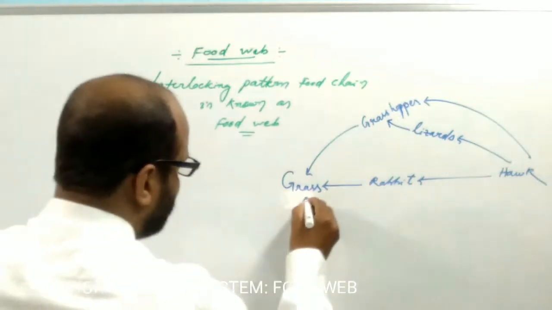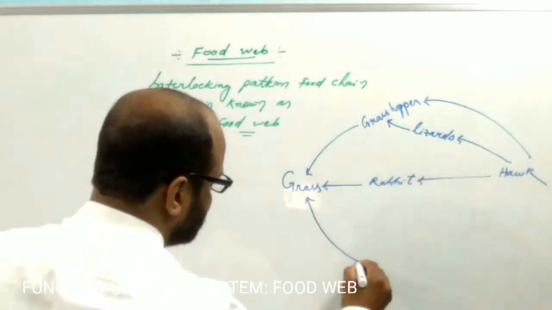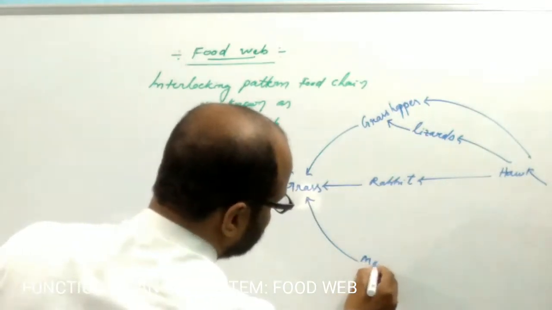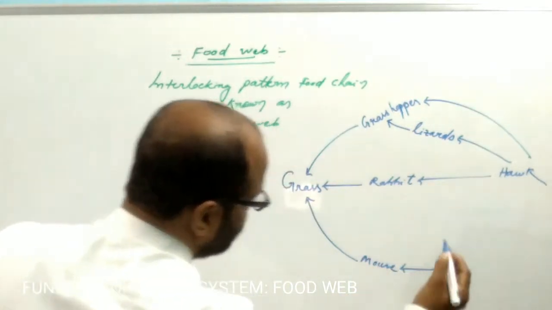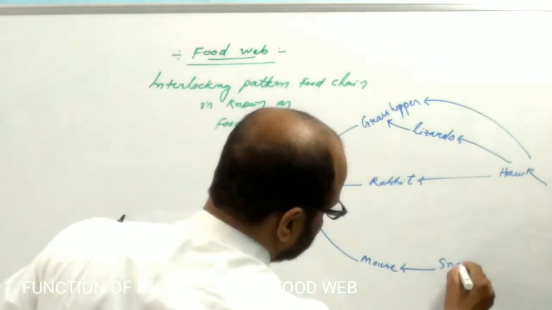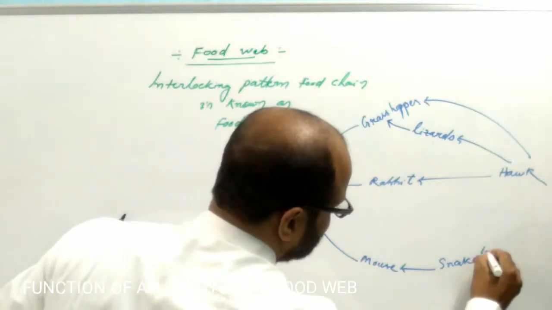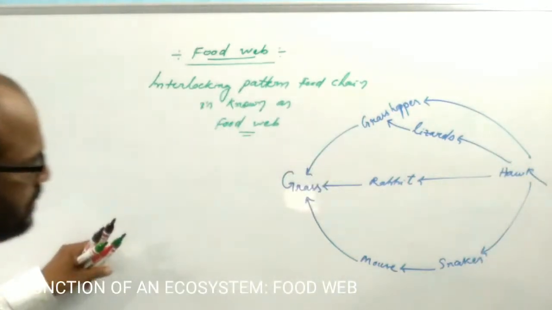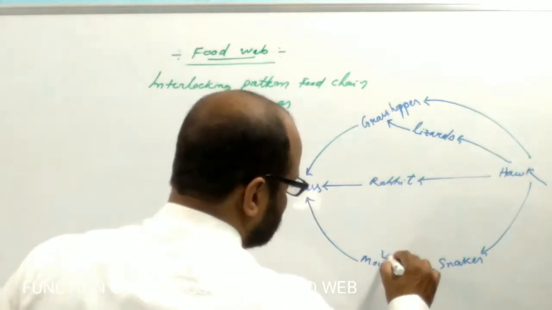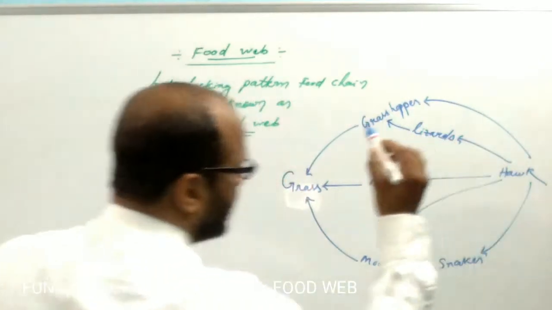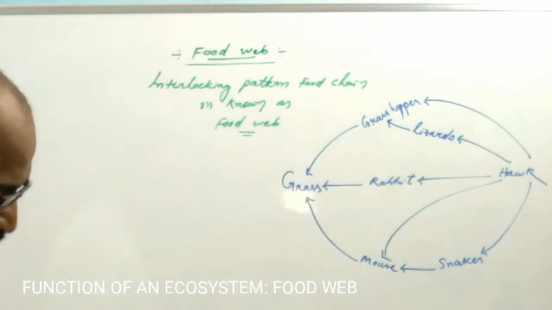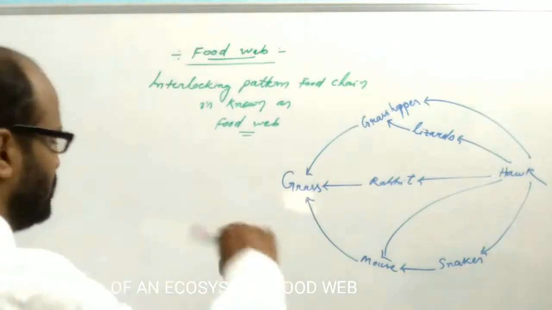And if mice are present, then the grasses may be eaten by the mouse, and such mouse becomes the food of the snakes, and such snakes become the food of the fox, and the mouse may also directly become food of the fox. So there are several food chains.